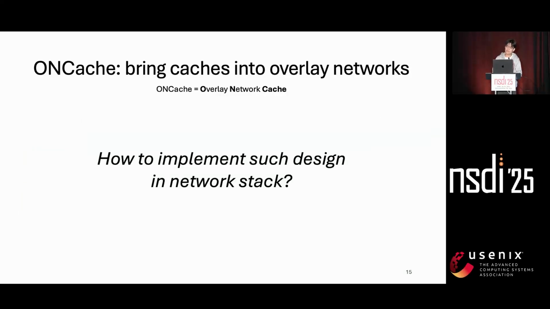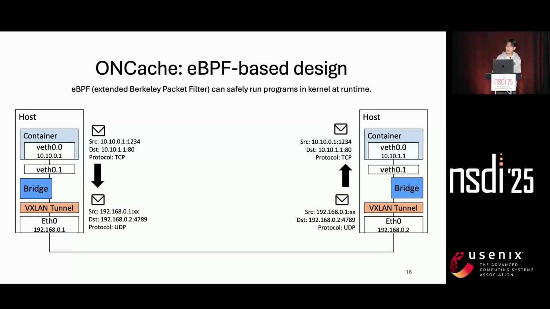And then the question is, how can we implement this design within the network stack? We know that the container overlay network stack executes within the Linux kernel. However, directly modifying the kernel code is time-consuming and often inaccessible in many production environments. Fortunately, eBPF technology provides a way to safely run user-defined programs in the kernel at runtime, making it a suitable place to implement ONCache.